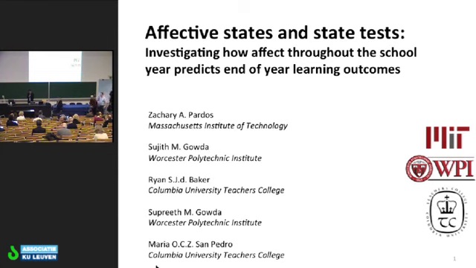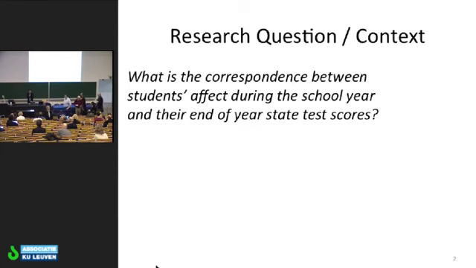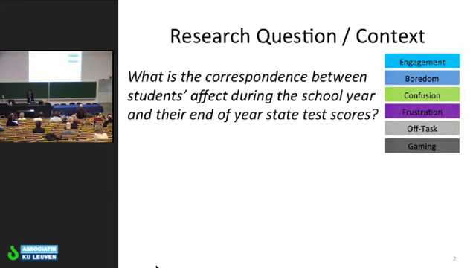I'm just going to begin with the research question that we're after with this first work of the collaboration, which is, what is the correspondence between students' affect during the school year and their end-of-year state test scores? I want you to think about this for a minute. These are the affective states and behavior states, the last two being behavior states, that we're going to measure. Just assume that you get these measurements for every second of a student's presence in the classroom for the whole year, and then at the end, you have a summary of each of these categories for each student.